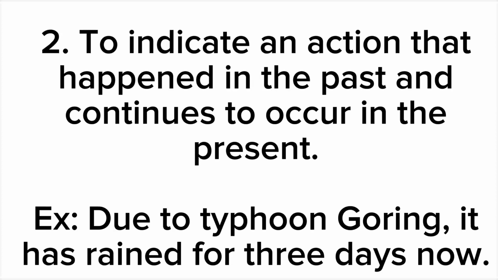Example, we have lived here for 2 years. Present perfect tense can also be used to indicate an action that happened in the past and continues to occur in the present. Example, due to Typhoon Goring, it has rained for 3 days now. This means that the rain lasted for 3 days and it started from the past up to the present.